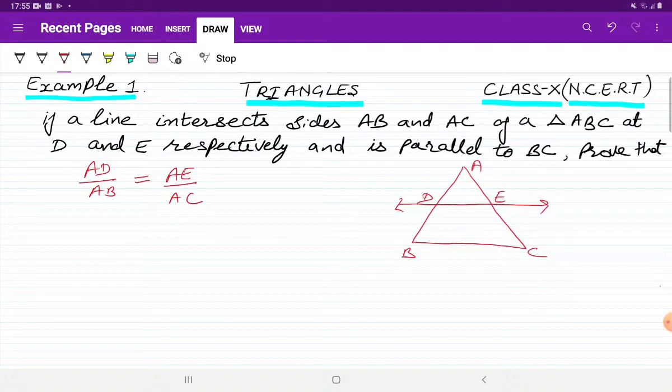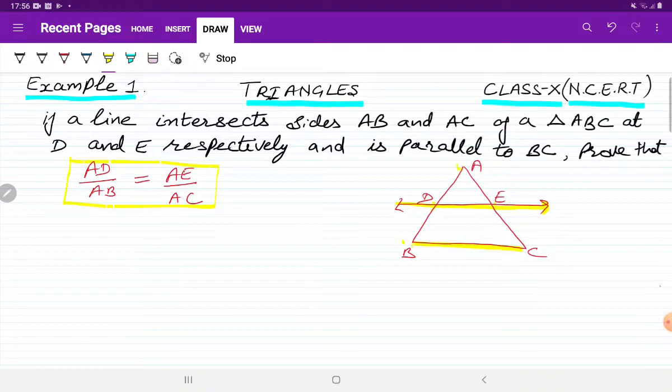Okay, I have the first example. If a line, this line DE, intersects two sides AB and AC of a triangle ABC at two points, D and E respectively, and it is parallel to side BC, this DE is parallel to side BC, then you have to prove AD upon AB is equal to AE upon AC. So this you have to prove.